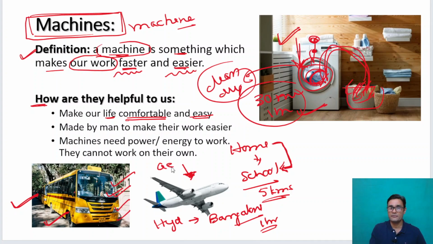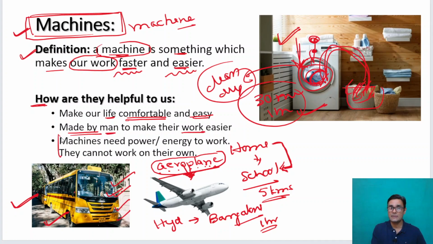Okay, what is the spelling of aeroplane? Aeroplane. So these are machines that make our work easier. They are made by man. Machines are not made by God. They are made by man. They help us to make our work easier.